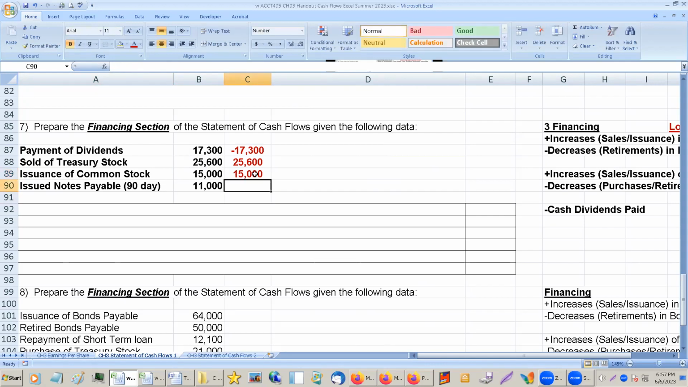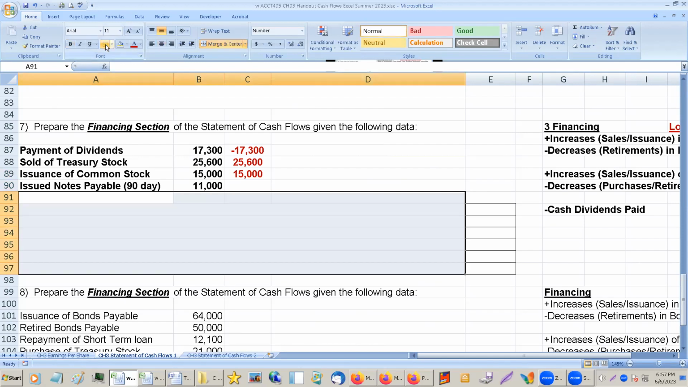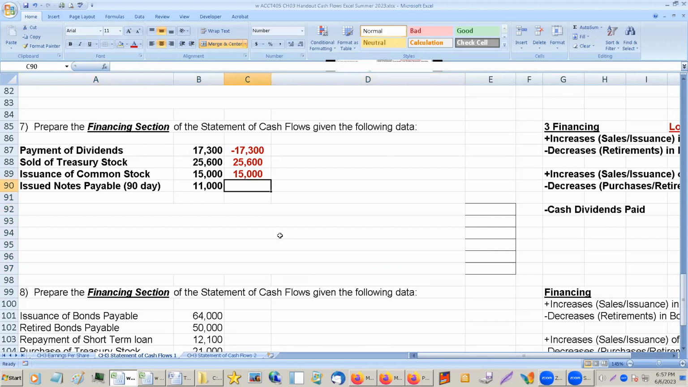Yep. Issued a notes payable. So it's a liability, and it's going up. So what happens to your cash? Your cash goes down. Actually, it's going to go up. Initially, it's going to go up. When we pay it off, it'll go down, but when we first get the note payable, we go to the bank, we sign the note. They'll give us $11,000 for our cash.